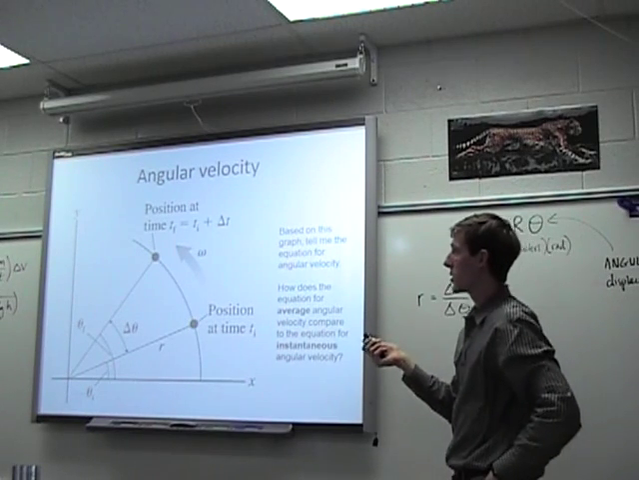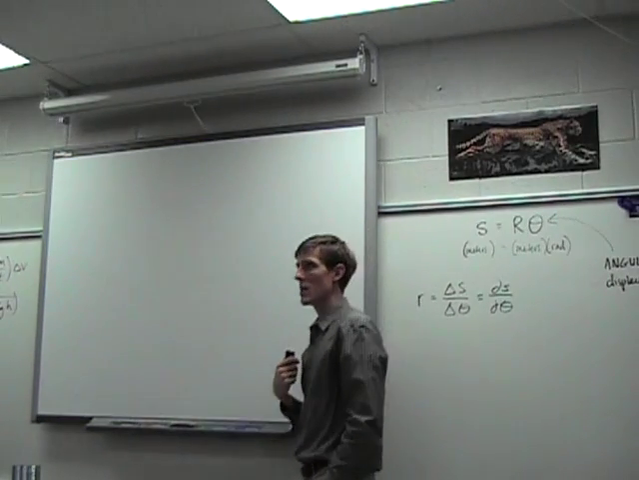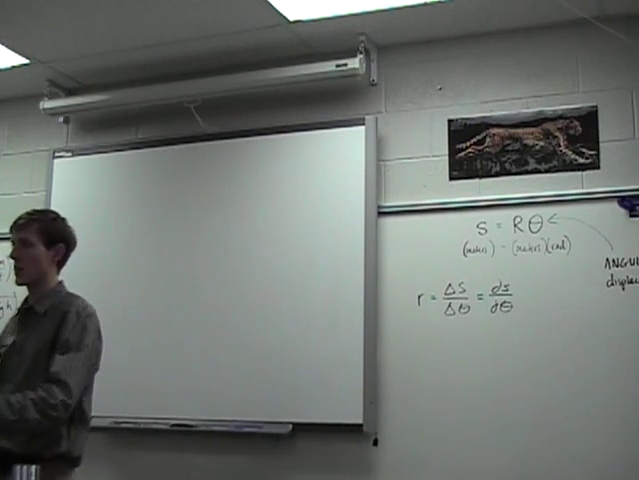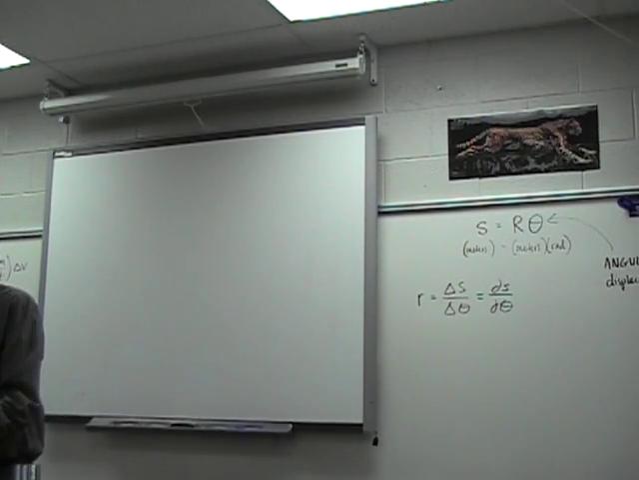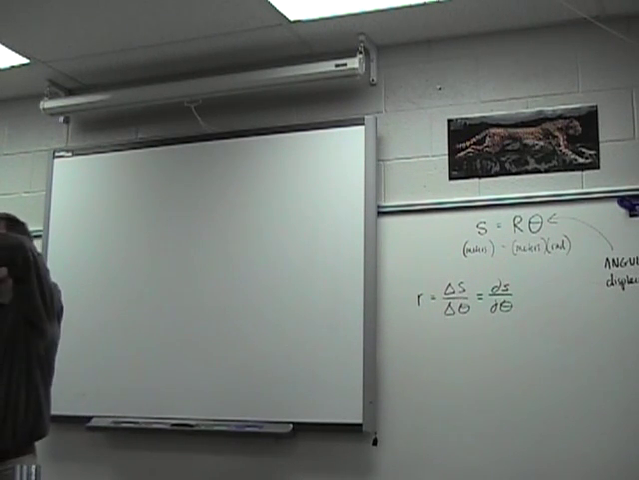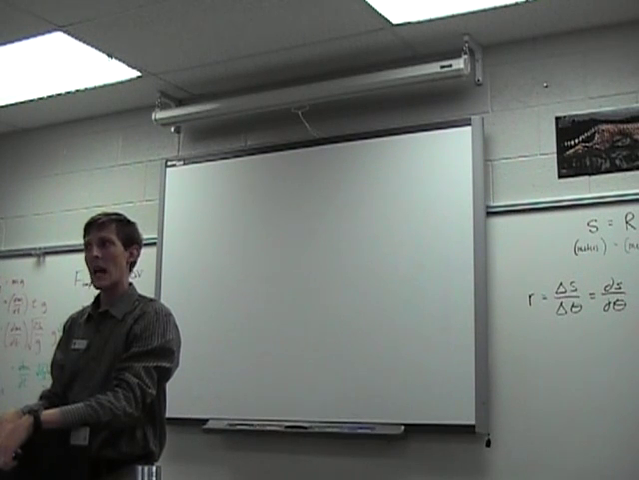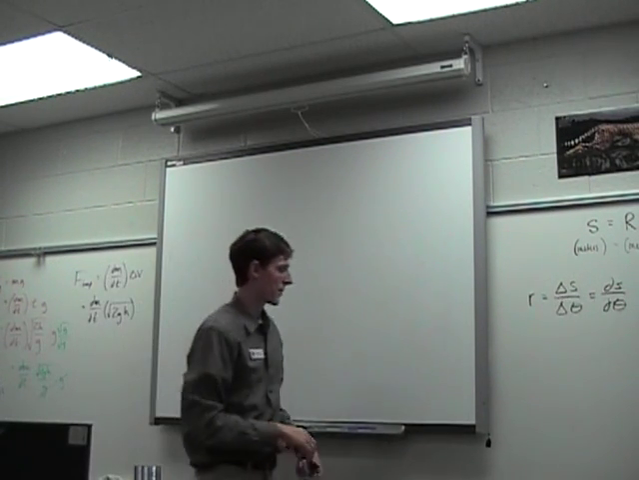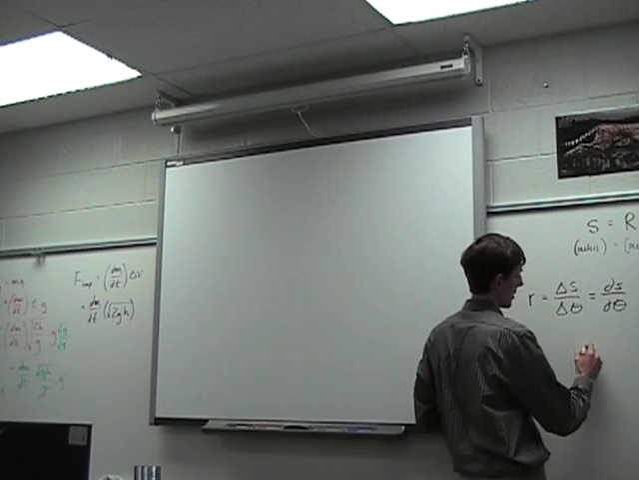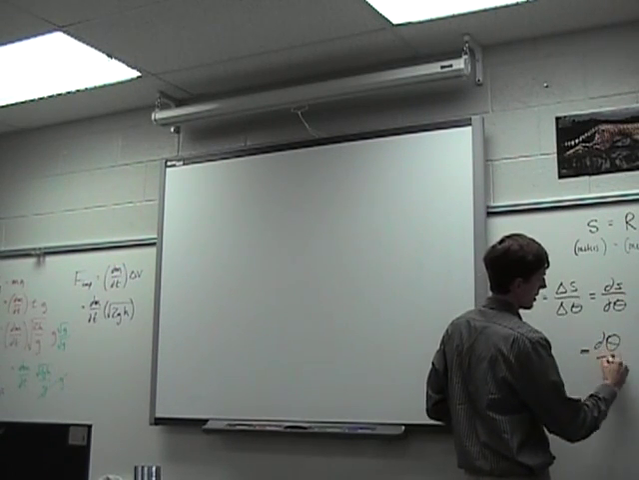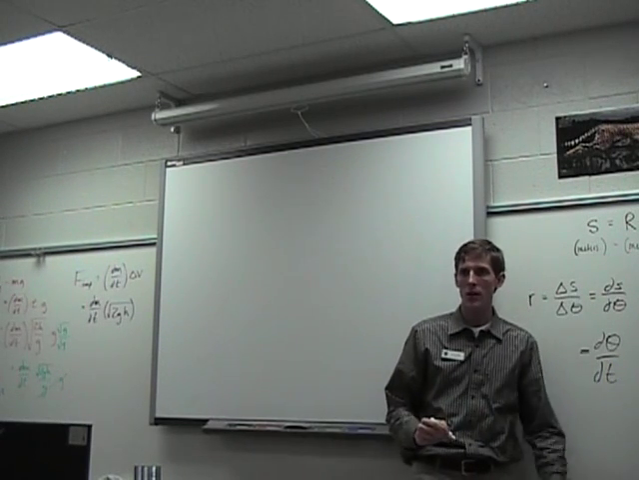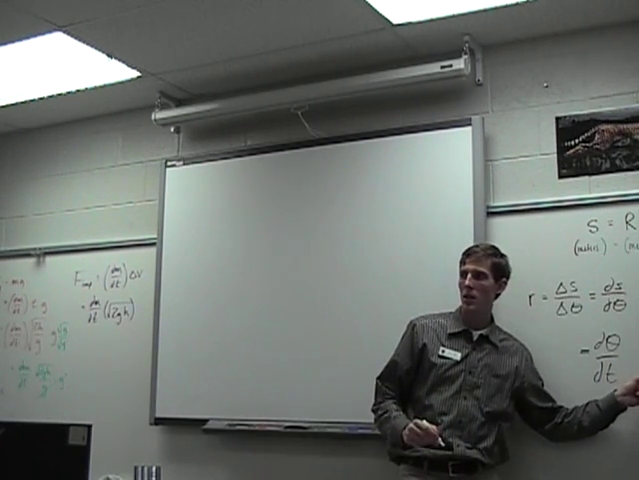Okay, let's talk about angular velocity. What's the fundamental equation for velocity? The change in position divided by time. Yeah, dx over dt. That's the fundamental definition of velocity. So what do you think the fundamental definition of angular velocity is? Not ds over dt, d theta over dt. Our angular velocity is d theta over dt, the change in angular displacement over time.